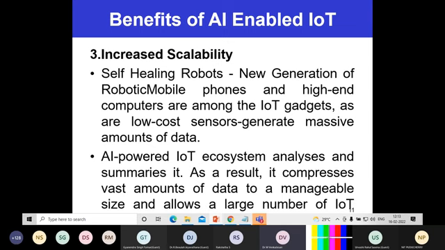They are some of the IoT gadgets. You can say these are low-cost sensors. These sensors generate massive amounts of data. So how to analyze such a large amount of data? We need an AI-powered IoT ecosystem which can analyze such a large amount of data and summarize it. So scalability is another important domain.